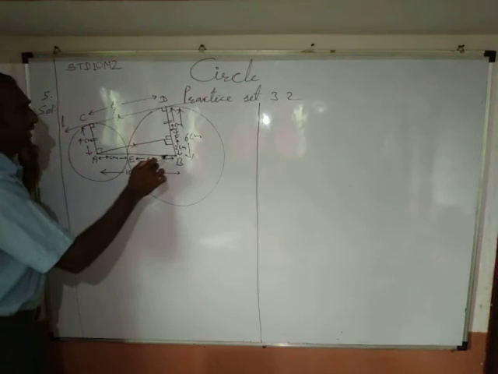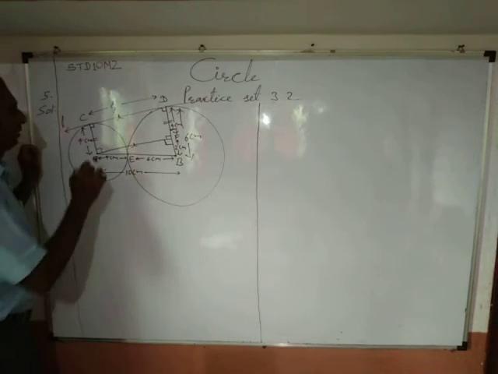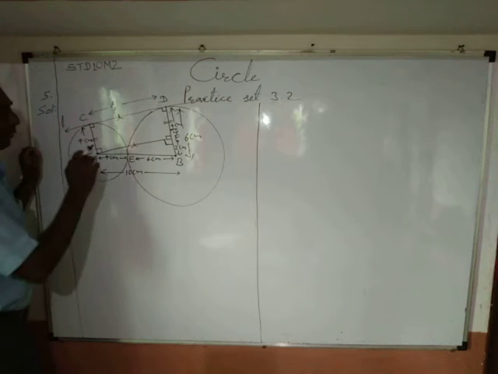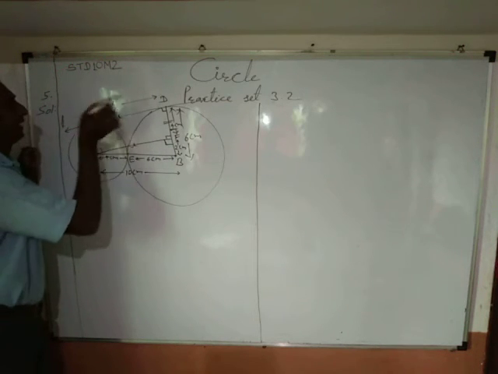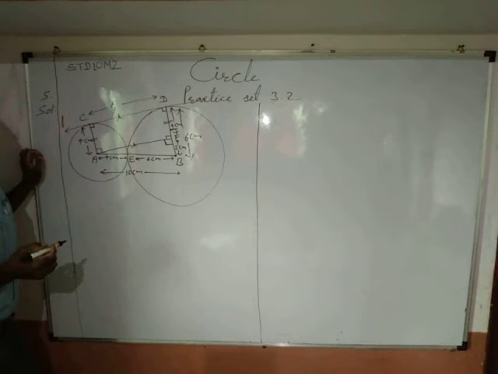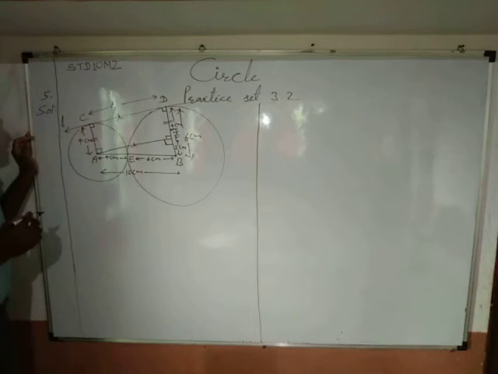Now we have AB and we have BF. By using the Pythagoras theorem, we can find AF, and the length of AF will be the length of CD. We are going to follow all these steps. Okay, let's start the solution.